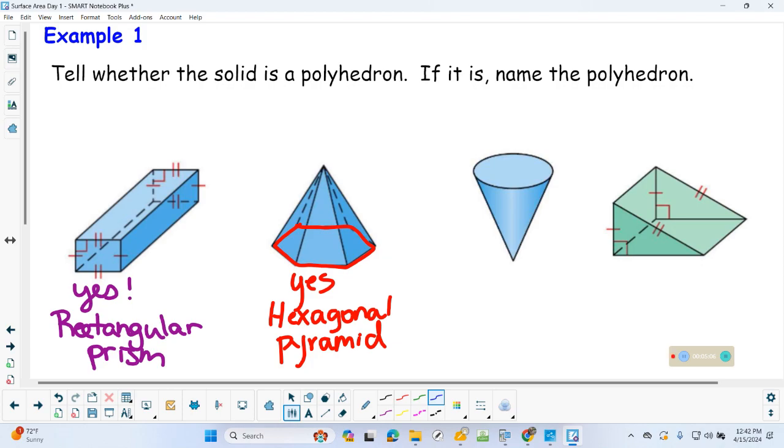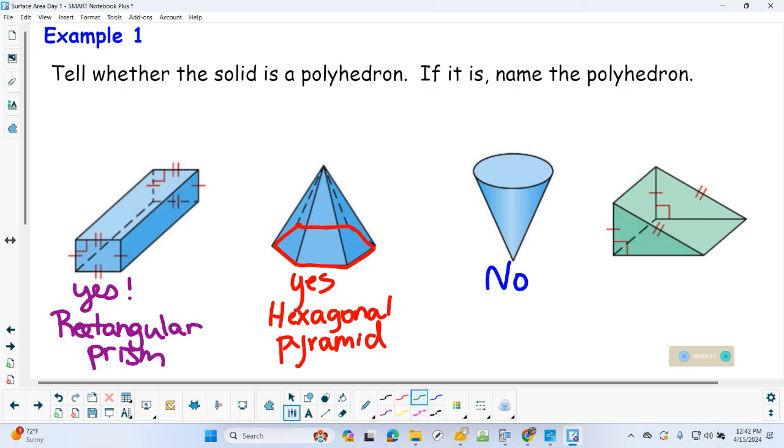Sure. Okay, first question, yes or no? Is the third picture a polyhedron? No, you're right, not. Why is it not a polyhedron? Curve. It's a cone. Now, we are going to do surface area of cones and stuff in this chapter too, but it's just technically not a polyhedron.